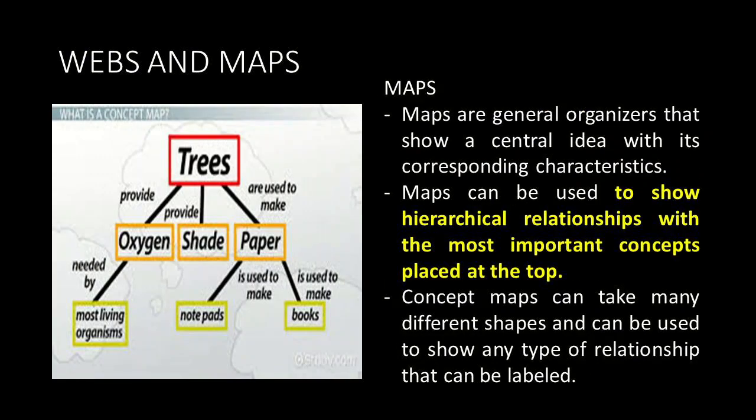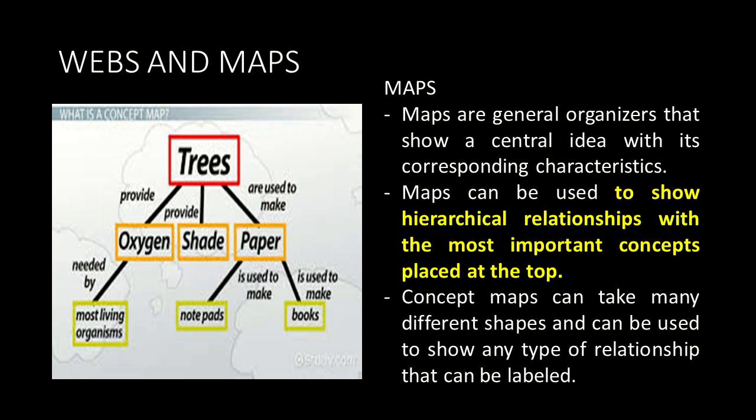Lastly, we have maps. So maps are not your geographical maps. Instead, these are what we call concept maps. So maps are general organizers that still show a central idea, but instead of causality, we simply attach its corresponding characteristics. Maps can be used to show a hierarchy of relationships with the most important or main concepts found at the top instead of at the center, and then the least important concepts or even its subcomponents down below. How are concept maps created?